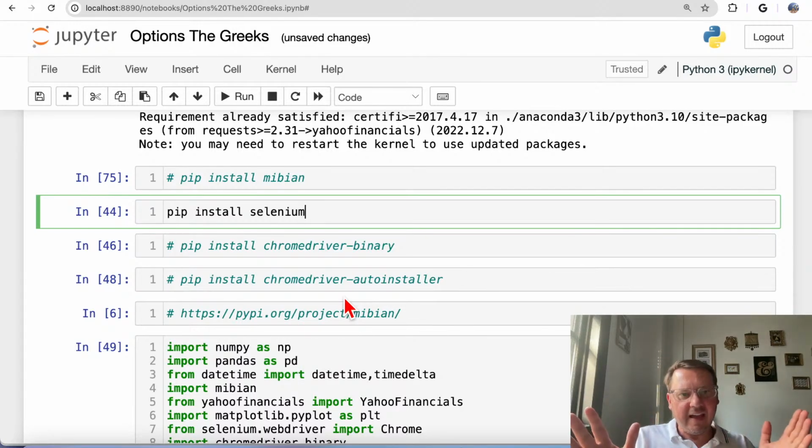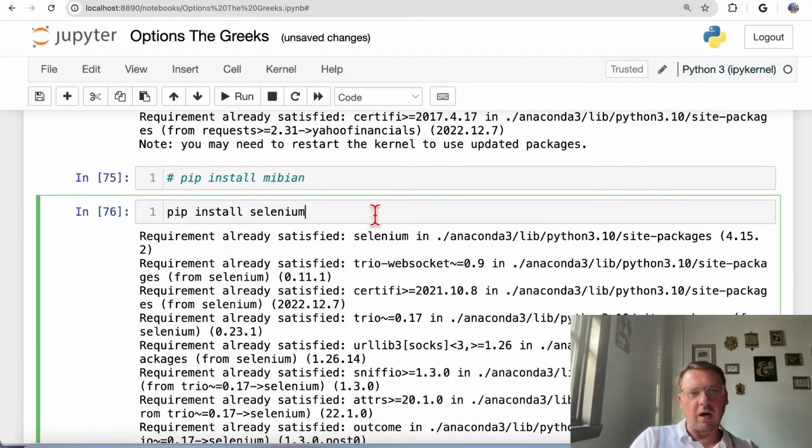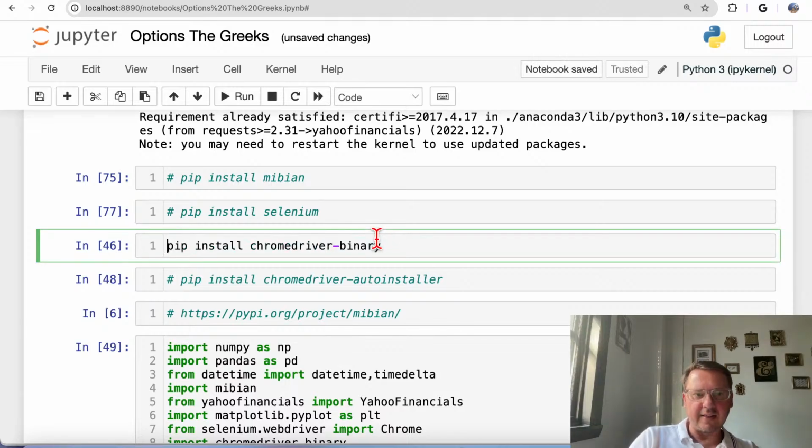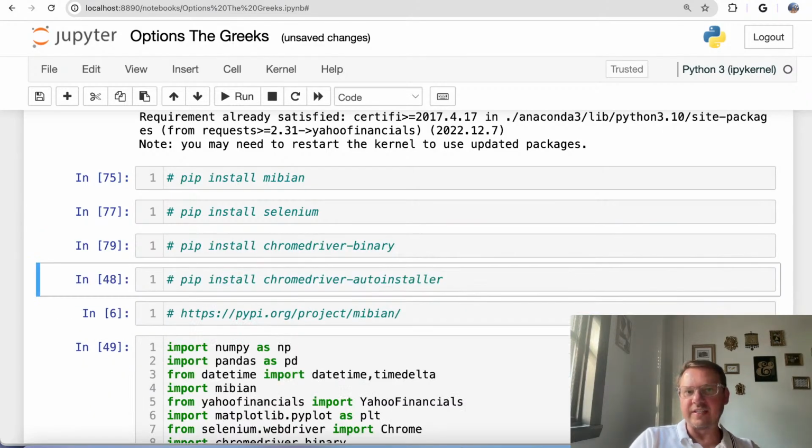So the Greeks, these letters, the statistical measurements will help us to identify whether or not we're paying fair price. And you see what I'm doing right now, I'm pretty much downloading all the libraries. So right now I'm downloading Selenium.